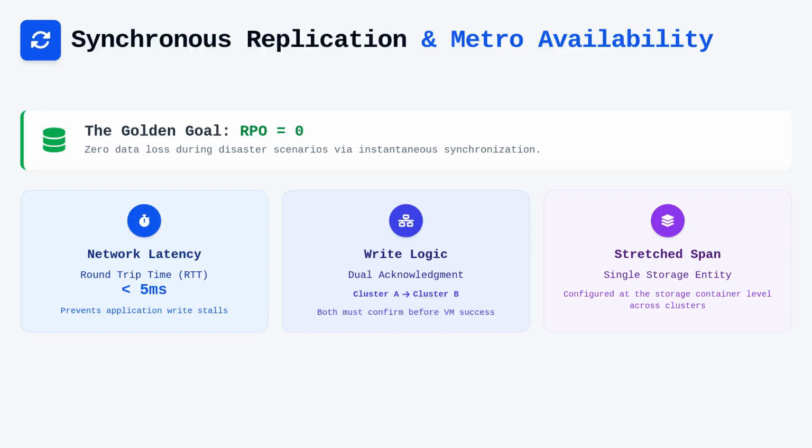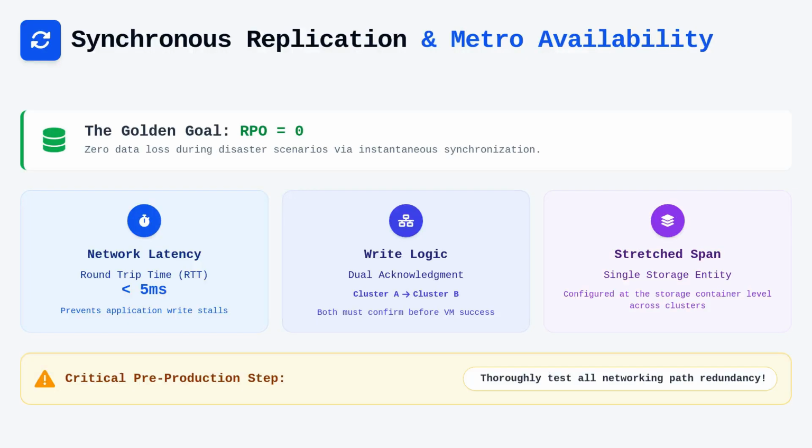You configure this at the storage container level, mapping them specifically between two distinct clusters. Both environments must be configured to support the shared data span, effectively appearing as a single storage entity to the hypervisors involved. When you map these containers, ensure that all networking path redundancy is thoroughly tested before introducing production traffic into the stretched configuration.